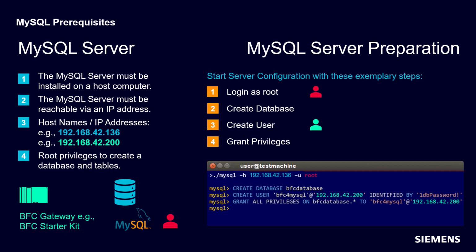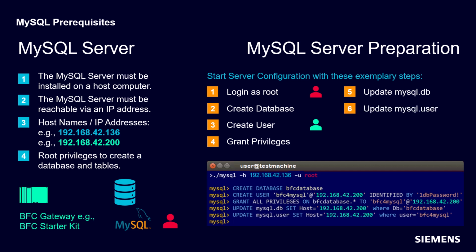Now we have to grant all privileges on the new database to the new user. After that, because of security reasons, we make sure that changes to the database are only allowed and the new user can only connect from our BFC Gateway IP address. Finally, we must perform a reload of the grant tables. With this setup, we are now able to configure the BFC Gateway to send data to the MySQL server. Please check out the attached SQL script you could run after login as root. In this case, you should adapt the username and IP addresses to your needs and the password to the MySQL database password policy in place.